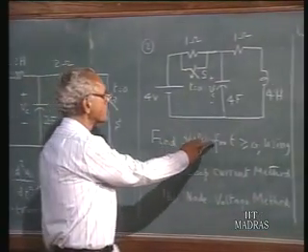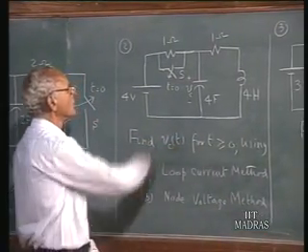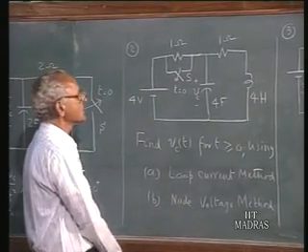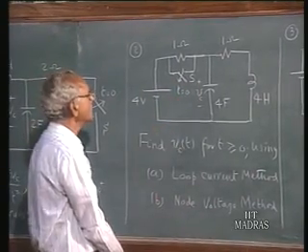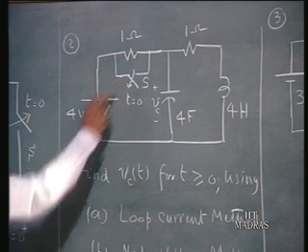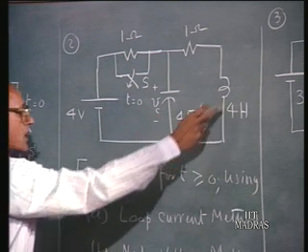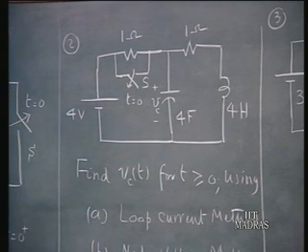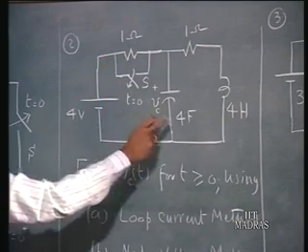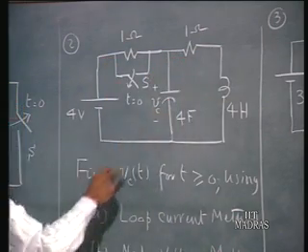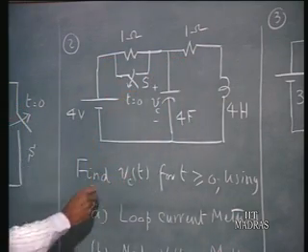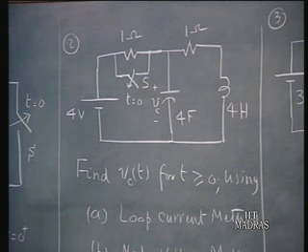Second problem is this, in which we have a 2-loop circuit consisting of an inductor and a capacitor and so on. The switch is kept closed for a very, very long time. That enables you to find out the initial conditions with respect to the capacitor as well as the inductor, and you use them in the transform diagram. 4 volts, 1 ohm, 4 farads, 1 ohm, 4 henries, and you are asked to find Vc of t for t greater than or equal to 0.